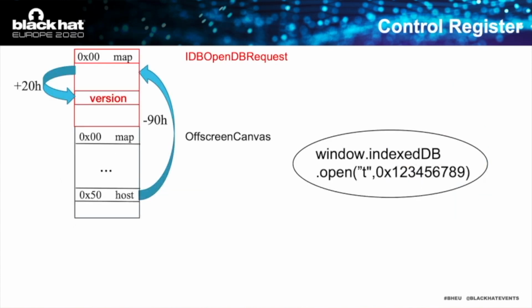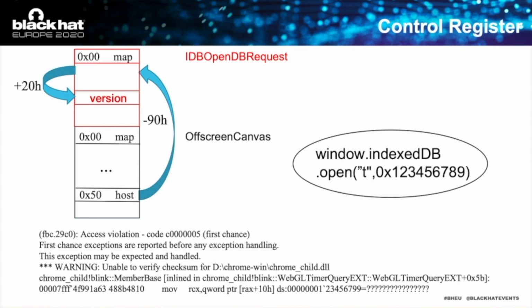Fortunately, we found the IDBOpenDBRequest object that meets these requirements. The version number of the object is at the right position and can be controlled. When we successfully occupy the memory, the RAX register can be controlled. But to control RIP, we still need to leak the heap layout.